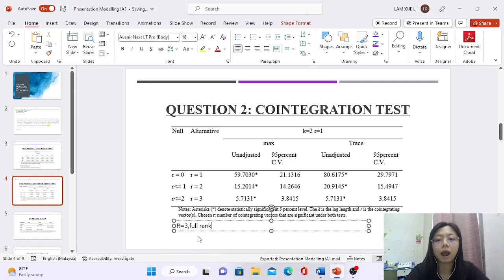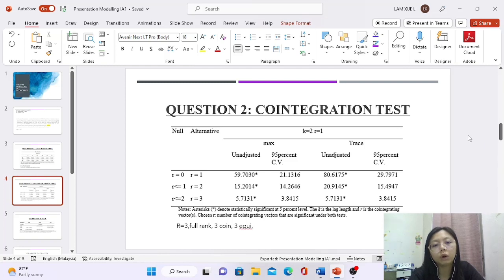Why is it full rank? Because the number of R is the same as the total number of variables, including the dependent variable, all the variables. So we conclude that it is full rank. Full rank means 3 co-integrating vectors with 3 equilibria. I just write the simple form. The limitation is that it is difficult to detect co-integration among stationary and near-integrated variables. It is limited, so we certainly cannot go with VECM.